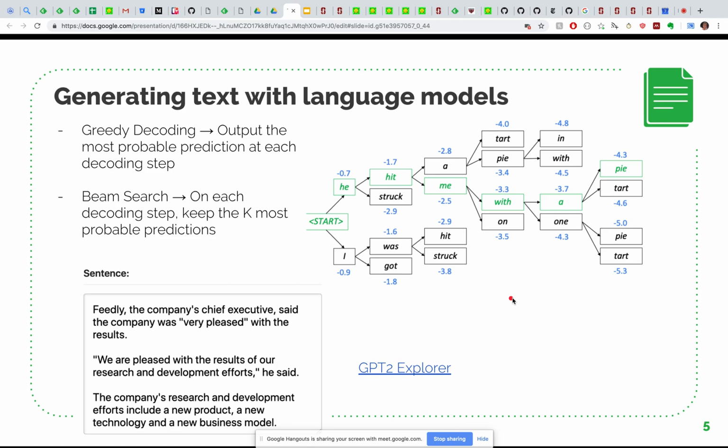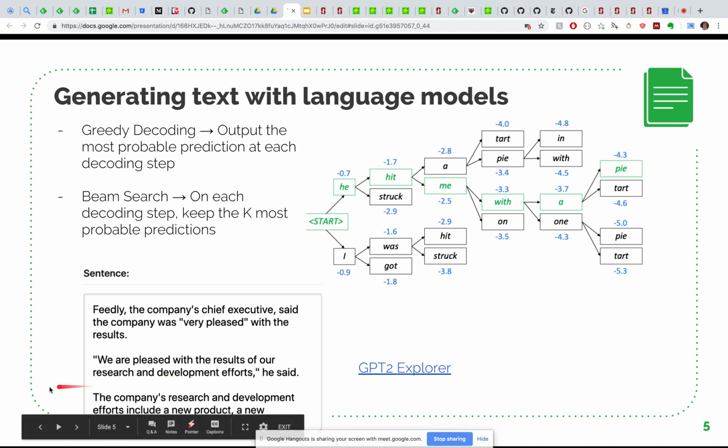This provides some good decoded text, but it is suboptimal because you will not get the sentence with the highest probability. Another way of decoding is to use beam search. The beam search algorithm functions step by step, and at each decoding step, we keep track of the k most probable predictions.